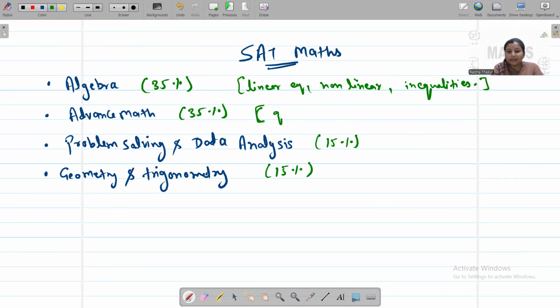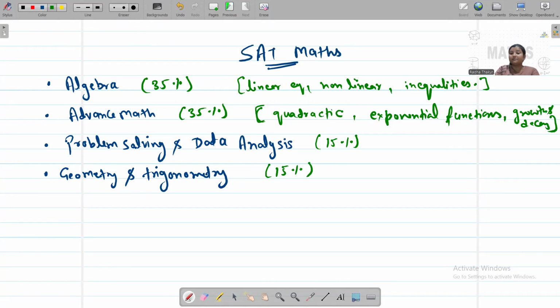And for advanced maths, you may get quadratic solving. Then you may get exponential functions. Also, you can get exponential and linear function questions, and growth and decay problems. So many things are there in advanced maths.